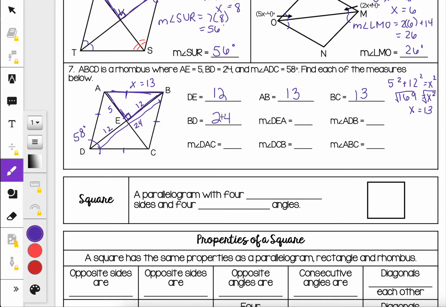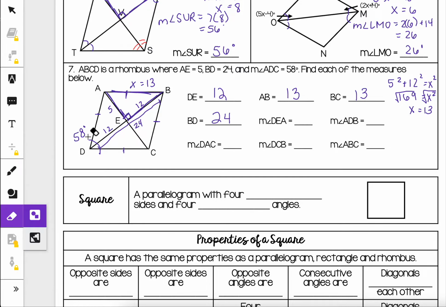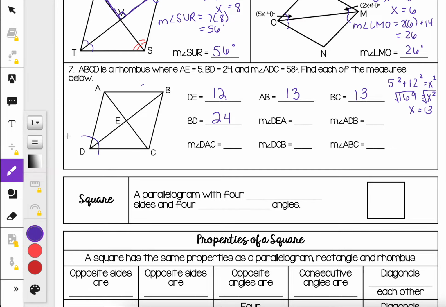Now let's look at our angles. So I'm going to erase everything we have here to help us find our angles. So we did know that that whole angle was 58 degrees, and I'm going to leave in those diagonals being perpendicular. So if I want to find the measure of angle DEA, I know that has to be 90 degrees because my diagonals are perpendicular.